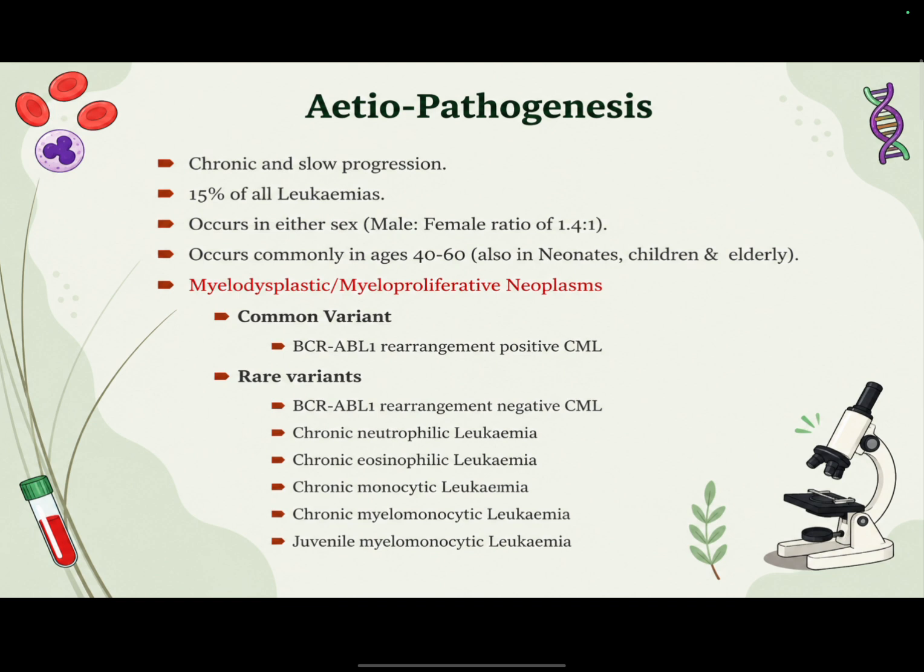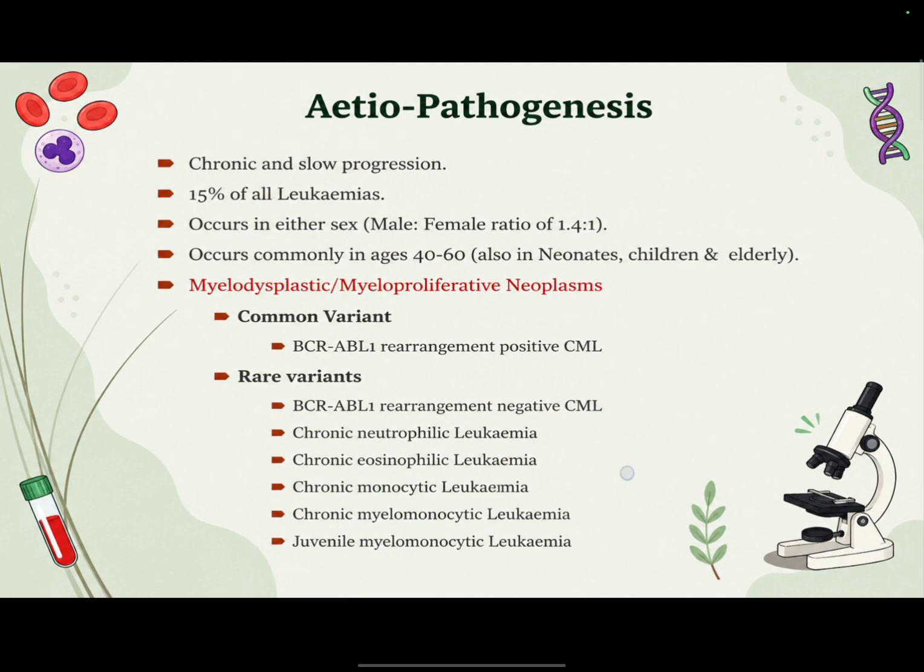Classification wise, it is a myeloproliferative neoplasm. Common variant is BCR-ABL1 rearrangement positive CML. Rare variants include BCR-ABL1 negative CML, chronic neutrophilic leukemia, chronic eosinophilic leukemia, chronic monocytic leukemia, chronic myelomonocytic leukemia, juvenile myelomonocytic leukemia. Today our focus is strictly on classical BCR-ABL positive variant.